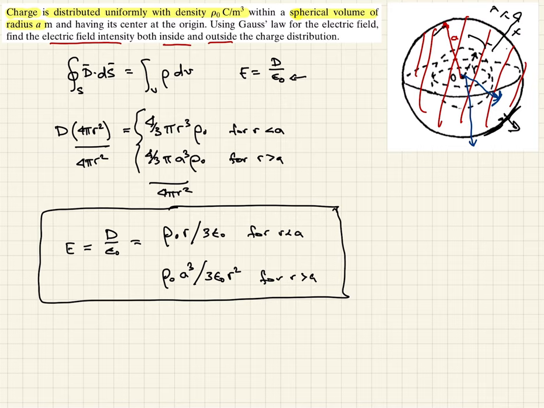So the difference being, on the bottom, we've gone outside this radius of A, so all the charge is contained. And so we have to account for all the charge in that expression, whereas in the top one, as we move our radius further and further out, we're containing more and more of the charge that's inside the sphere because it's distributed evenly throughout the sphere.